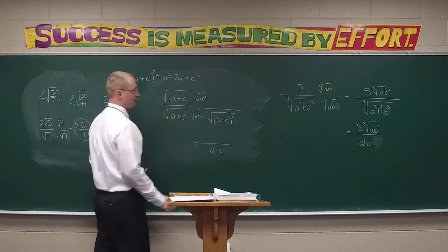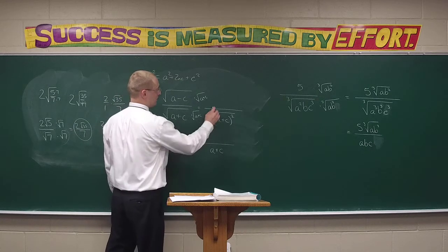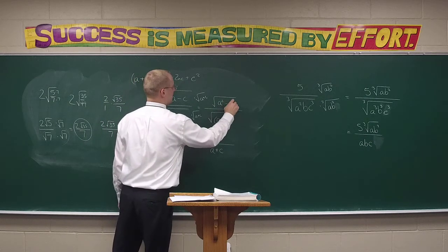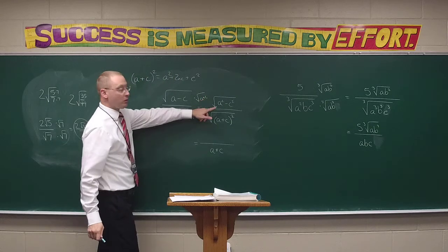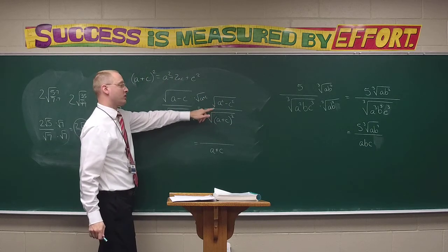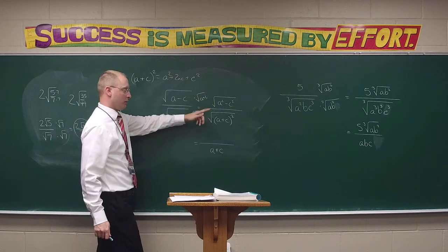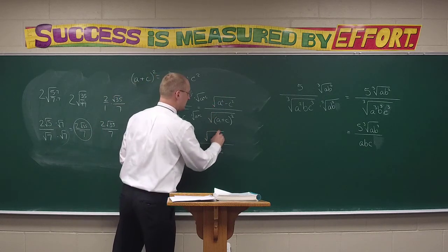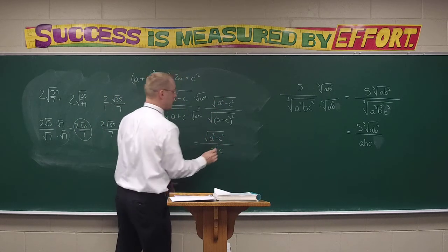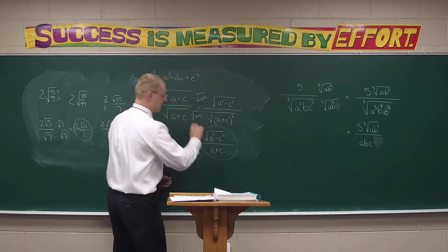What do I get? A squared minus c squared. The square root of a squared minus c squared. Can I take the square root of that? No, because again, you only take the root of factors, not terms, and these are individual terms. So we're going to have to leave the square root of a squared minus c squared all over the a plus c, and that's our answer.